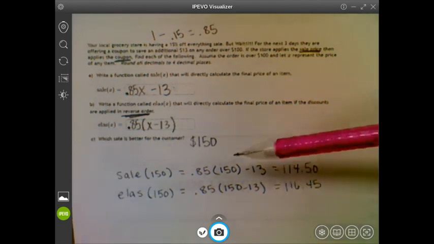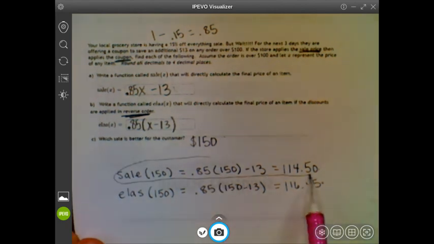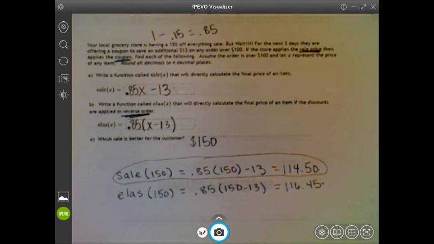So if my item costs $150, with this one I'm going to only pay $114.50. With this one, I'm going to pay $116.45. So this would be a better deal for me because I would pay less. In this case, it's better to do the percent discount first and then subtract off the value amount. All right, so that is it for this section on function compositions.